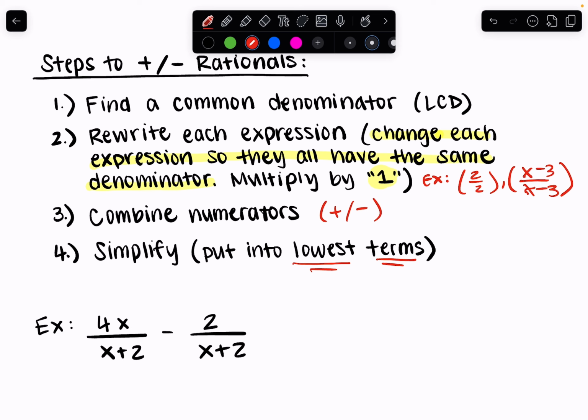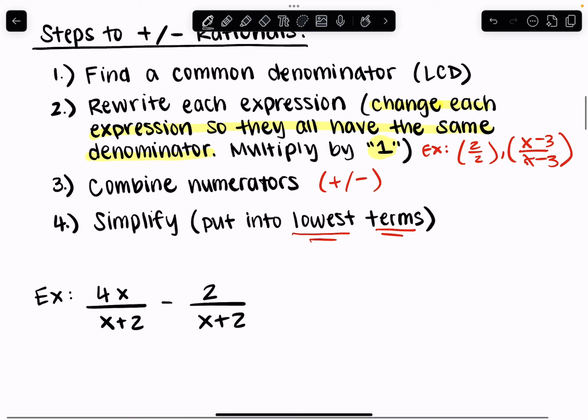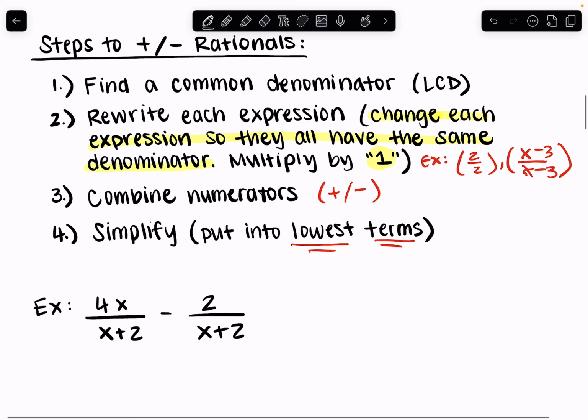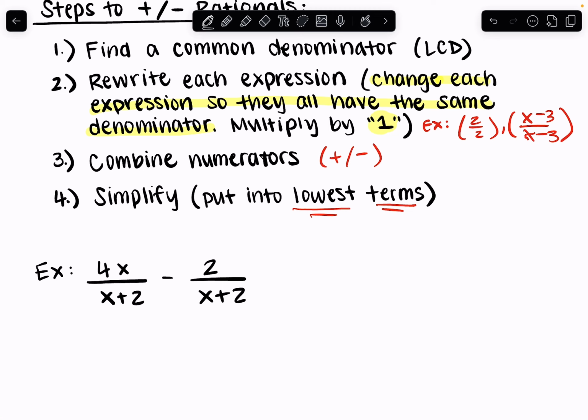Following all these steps, let's look at this first example right here. It says 4x over x plus 2 minus 2 over x plus 2. First you want to check and see, are your denominators the same? If they're the same, you can skip steps 1 and 2 and go straight to step 3. For this example, your denominators are the same, so we don't have to worry about finding a least common denominator. I'm just going to rewrite that x plus 2 in the bottom.